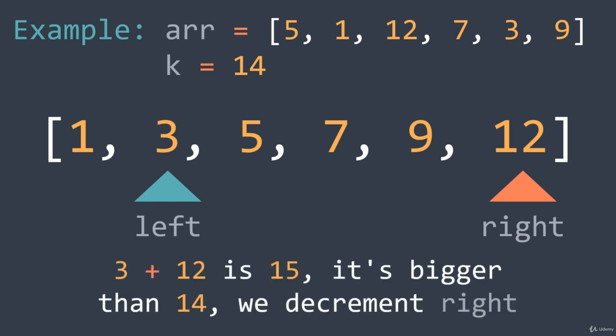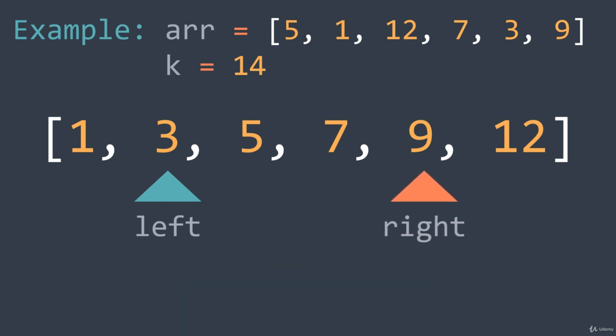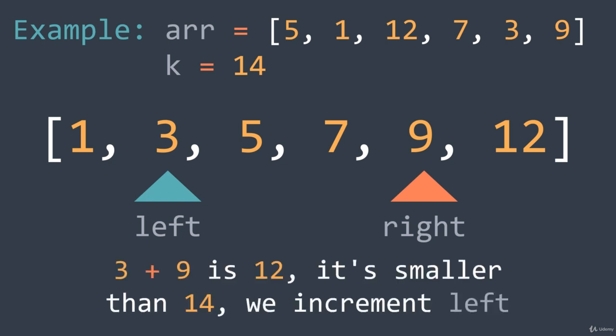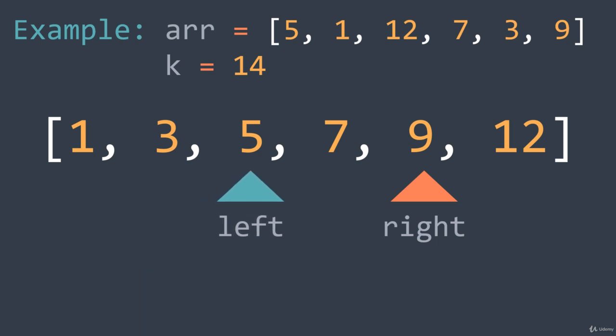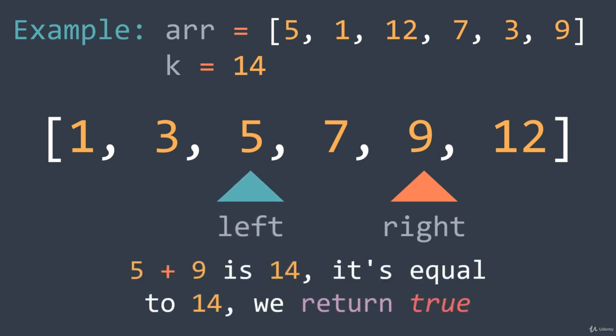Now we have 3 plus 12, it's 15. Now it's the opposite, it's bigger than 14, so we decrement the right pointer to get a smaller pair sum. Now we have 3 plus 9, it's 12, which is smaller than 14. We increment the left pointer. And now we have 5 plus 9, which is equal to 14. So we found a pair that sums up to k, we return true.